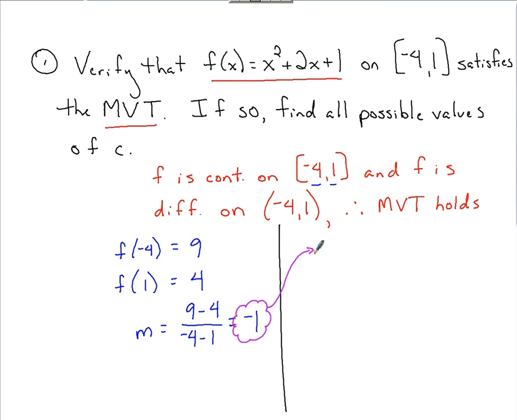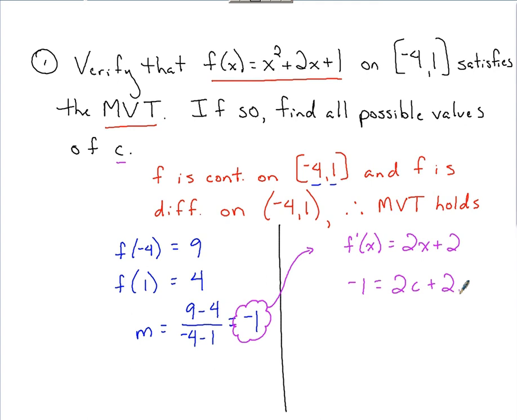So let's take our derivative. The derivative of this function is pretty simple, 2x plus 2. What we're going to do is take that -1 and set it equal to the derivative of the function, because in doing so, we're going to be able to find these values of c based on our mean value theorem. So in finding values of c, this is what I would do. Instead of setting this equal to 2x plus 2, set it equal to 2c plus 2. Take the x's out, put c in.